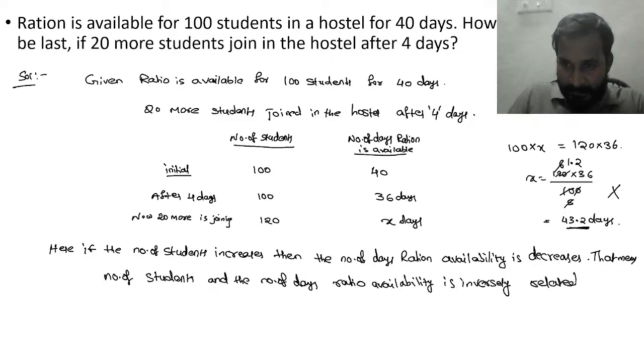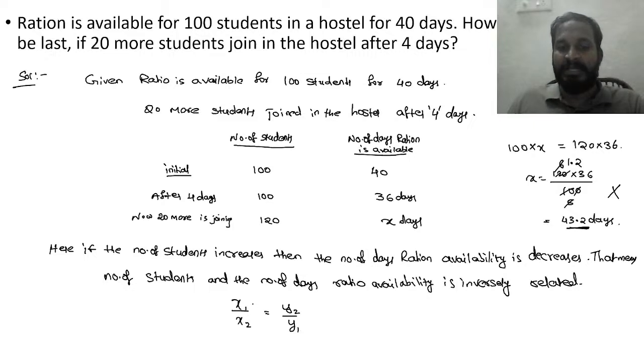If they are inversely related, usually in ratio and proportions, we will have a statement like this, and we will write it in this manner: x1 by x2 is equal to y2 by y1. Here x1 means this one, x2 means this one, y2 means this one, and y1 means this one.